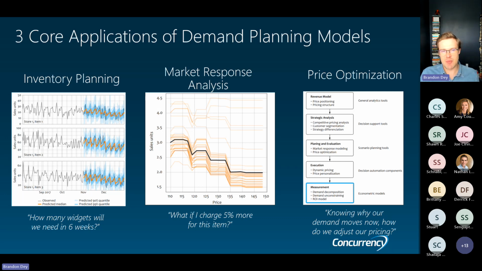And then the last application from demand planning is price optimization. So essentially, now that we know how and why our demand moves the way it does, how do we adjust our pricing, right? So this is about actually making the adjustments to pricing, not just quantifying the relationship between demand and price as you do in market response analysis.